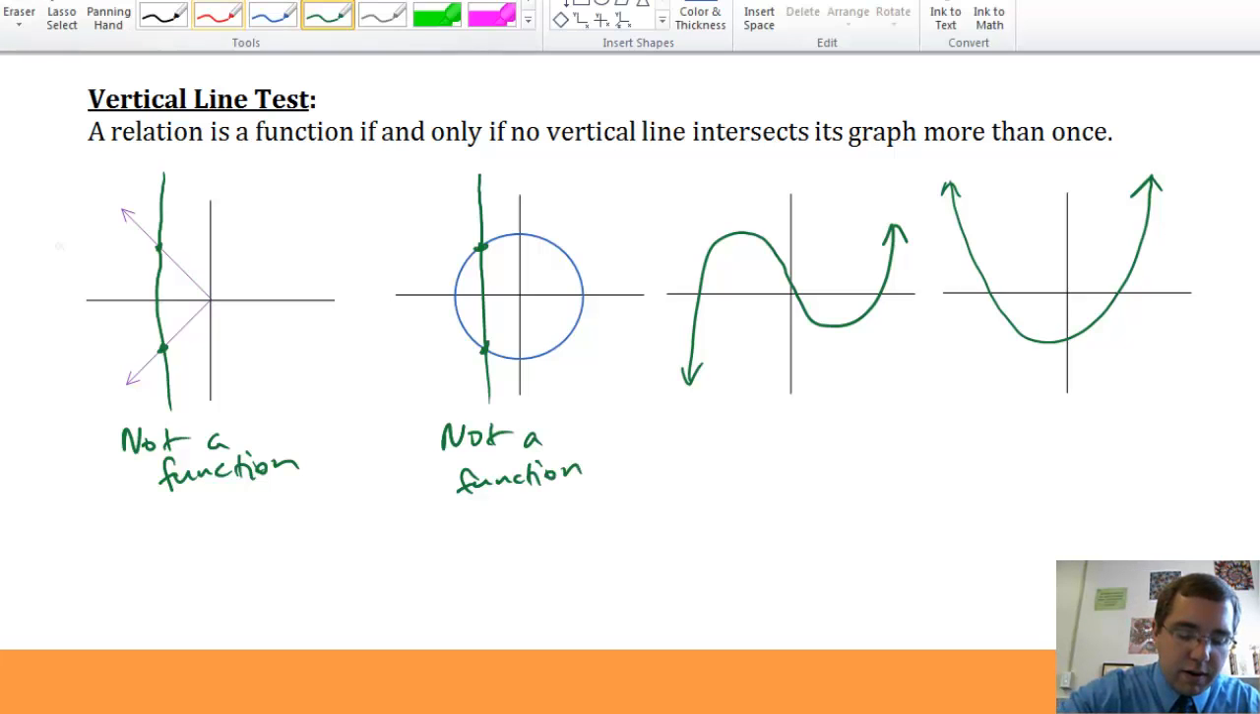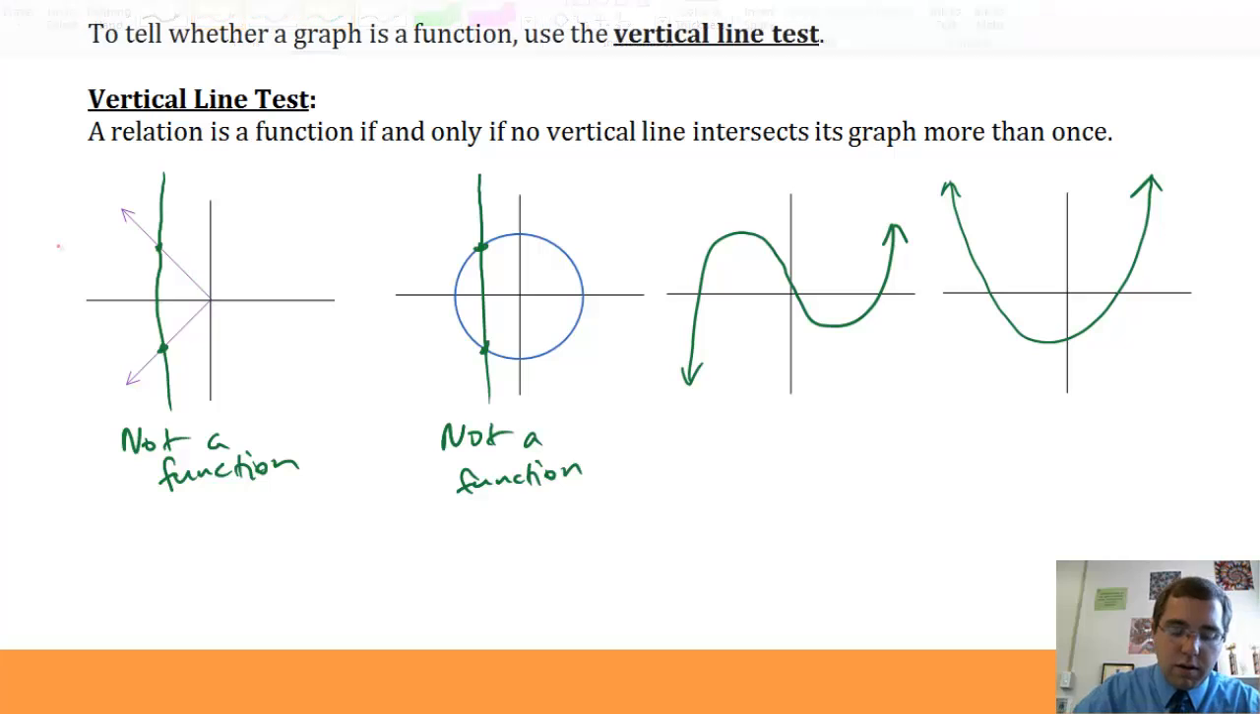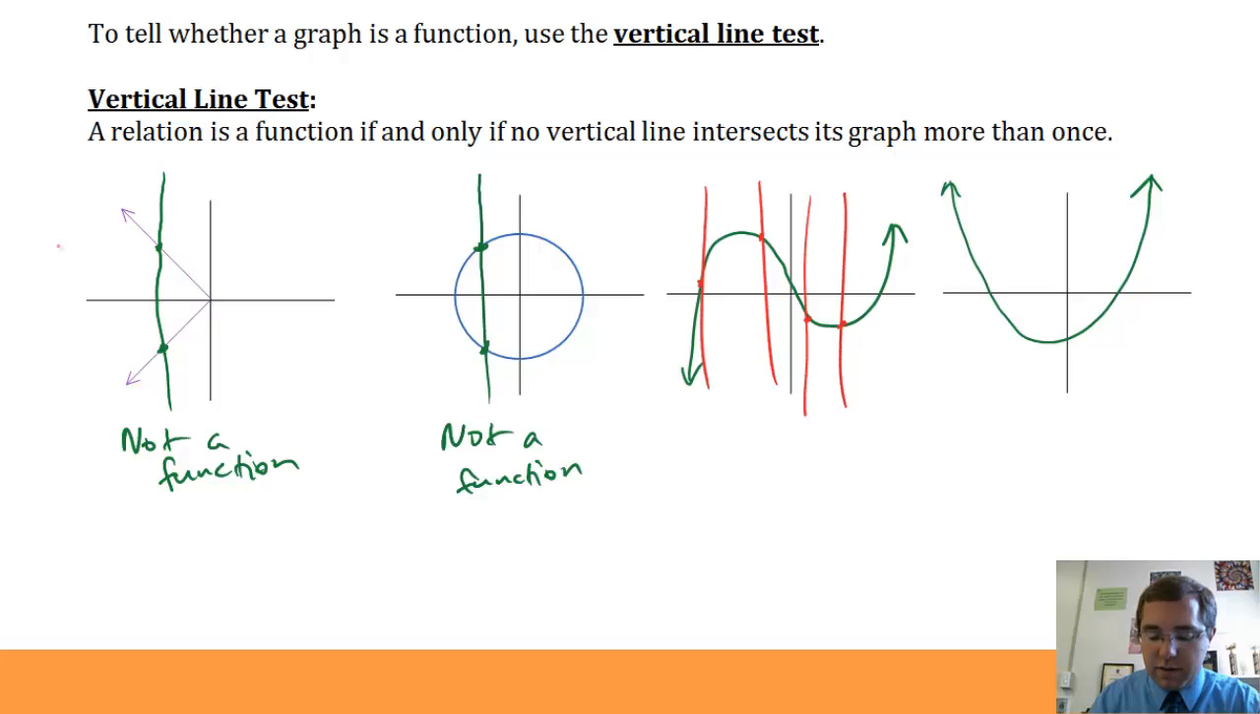How about the third one here? Well, if I put my vertical line, say, there, it only crosses my graph once. If I put it there, it still only crosses once. Everywhere else I put it, it only crosses once. So this does pass the vertical line test. Everywhere that I can put a vertical line, it only crosses my graph exactly once. There's never any place where it's going to cross more than once. So this is a function.